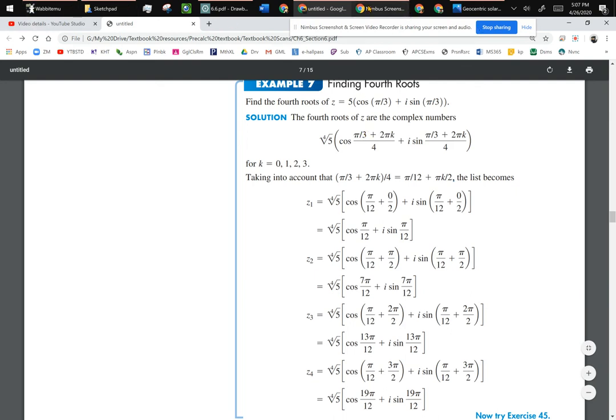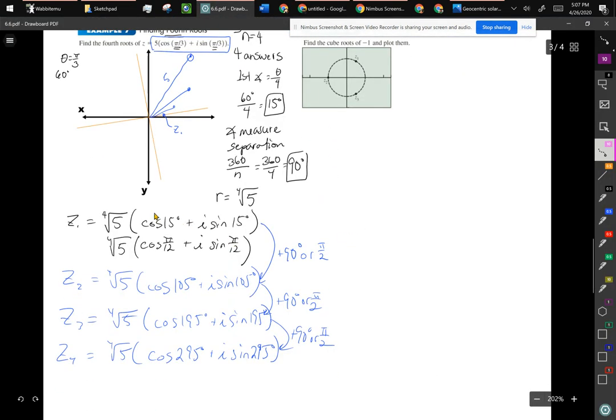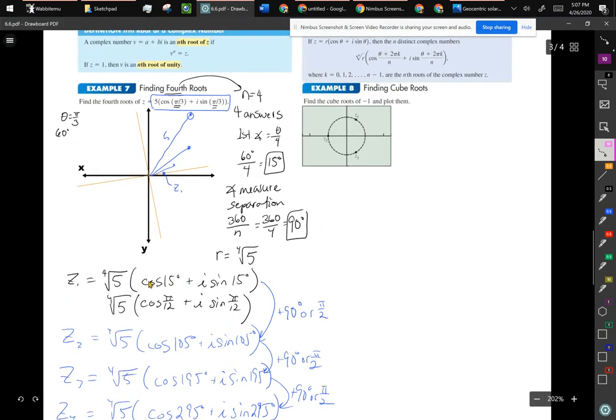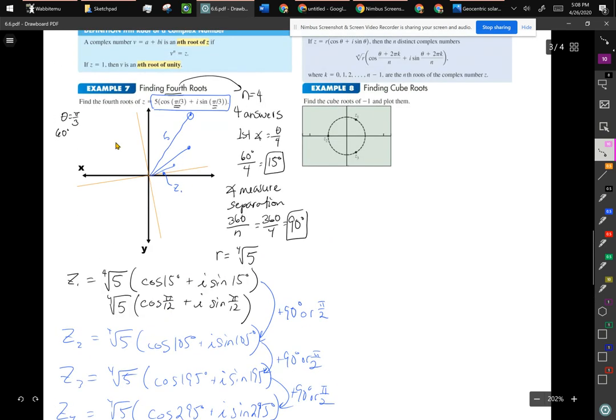But if you just look at it from how we did it, you get that first angle. And that first angle makes a lot of common sense, right? If you want something to multiply by itself 4 times, or multiply by 4 to get your 60 degrees, it's just going to be 60 divided by 4 to get you 15. And to get every subsequent one, just keep adding the separating space in between your roots. And that's it. So hopefully example 7 makes a lot of sense.